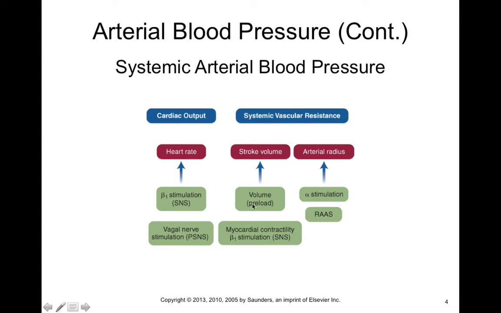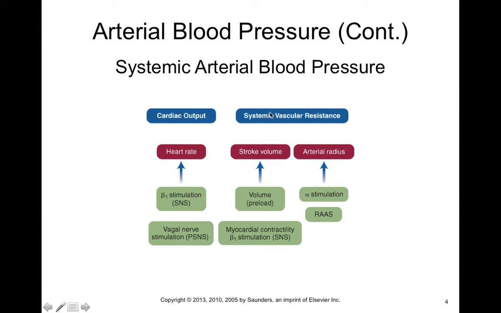So we know that preload, which is the amount of blood that fills each ventricle before the heart contracts, is also proportional to stroke volume. So if we increase venous return and therefore increase preload, this will increase our stroke volume. And if we increase stroke volume, this will increase cardiac output. And if we increase cardiac output, that will increase blood pressure.